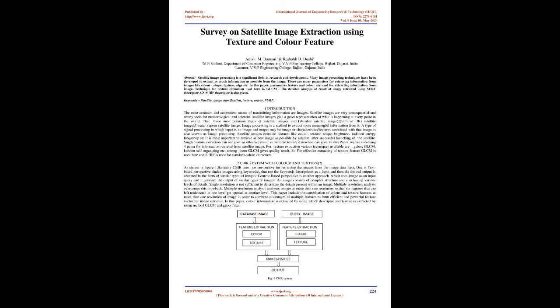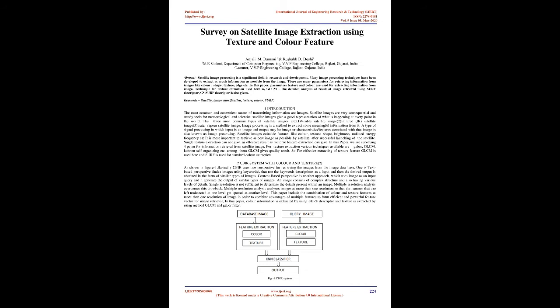1. Introduction. The most common and convenient means of transmitting information are images. Satellite images are very consequential and sturdy tools for meteorologists and scientists. Satellite images give a good representation of what is happening at every point in the world. The three most common types of satellite images are: 1. Visible satellite image, 2. Infrared, IR, satellite image, 3. Water vapor satellite image. Image processing is a method to extract some meaningful information from an image.